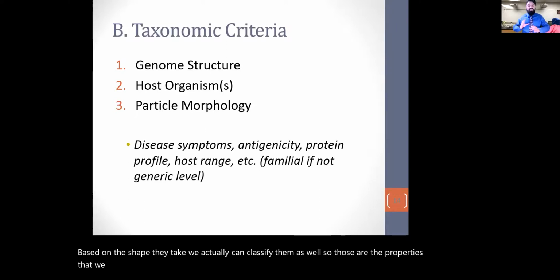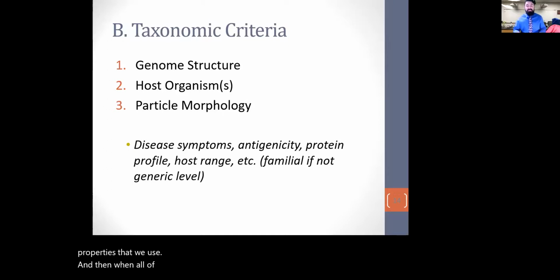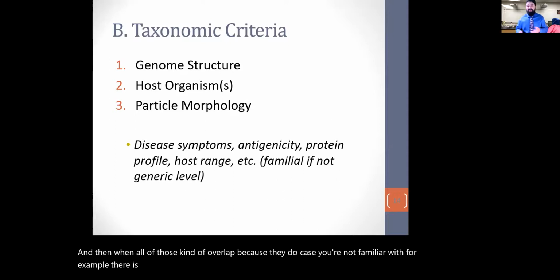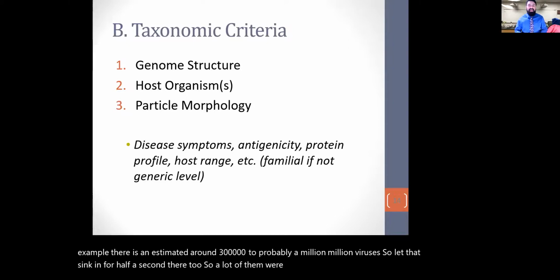And then when all of those kind of overlap, because they do, in case you're not familiar with, for example, there's an estimate of around 300,000 to probably 1 million mammalian viruses. So let that sink in for half a second there too. So a lot of them are going to overlap. So how do we sort them out, right?